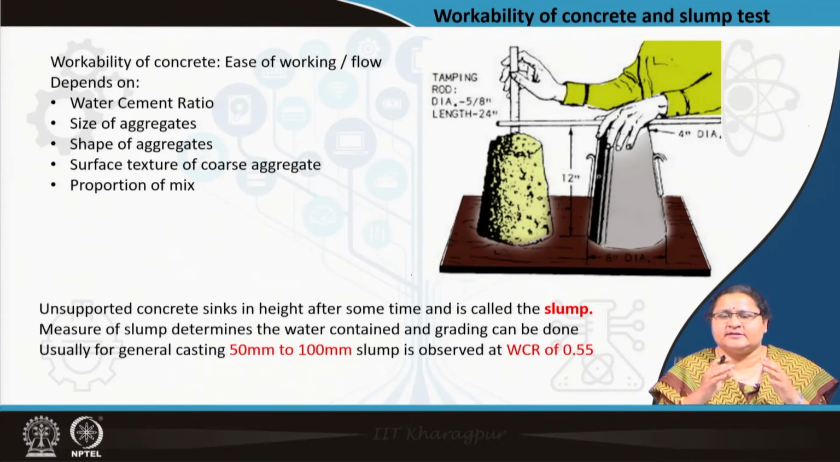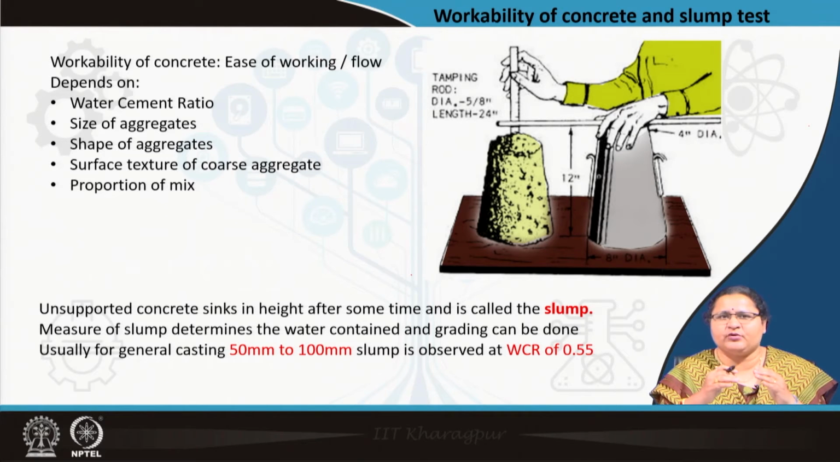Yes, it is not only the water, but all other ingredients are playing a role, however it is mostly responsible for water. And if we go for general casting, we have to look into the value which is 2 inch to 4 inch, that is 50 millimeter to 100 millimeter of slump, where the water cement ratio will be within 0.55, which was our desired value.